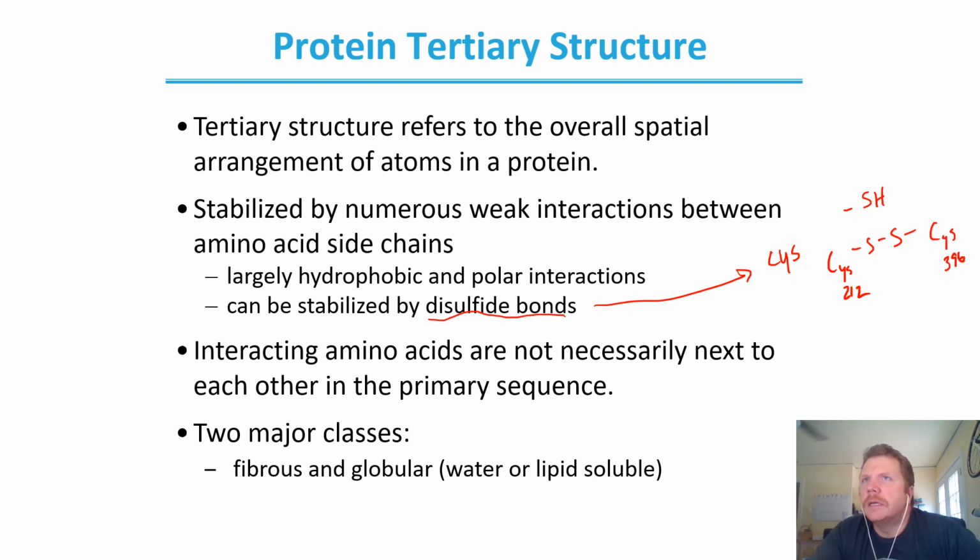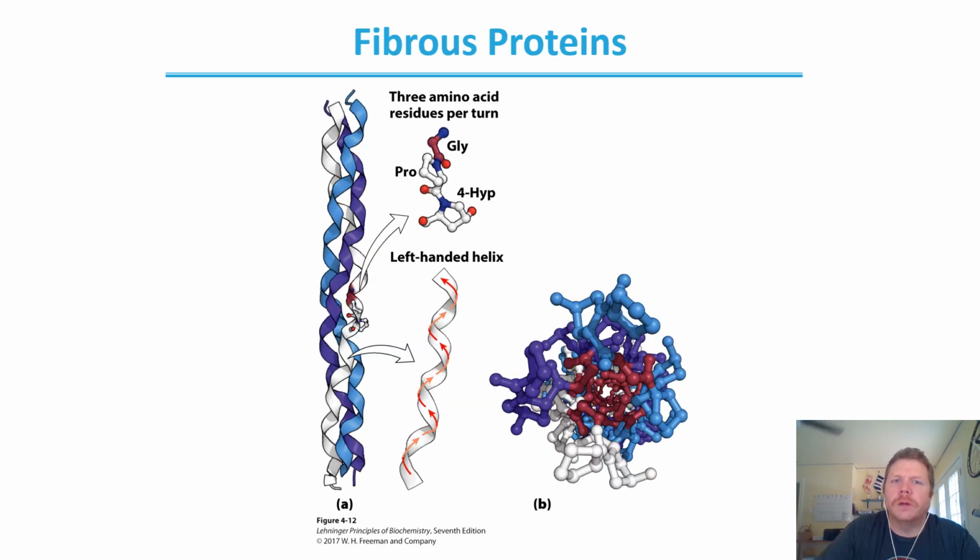Now, proteins are going to take on two major classes. They're going to be fibrous and globular. Those are our two major ways. So globular proteins are going to be water or lipid soluble. So that means that our fibrous proteins generally are not going to be water and lipid soluble. Now, a question for that is why not? Well, that has to do with the structure of those proteins.